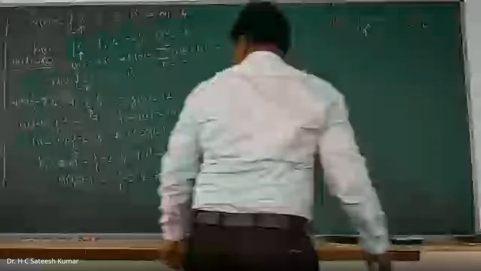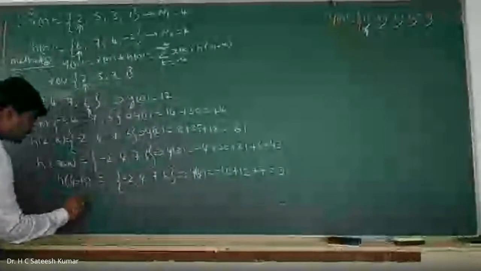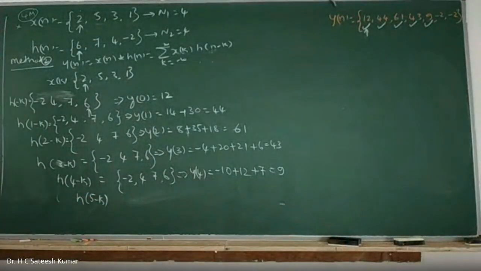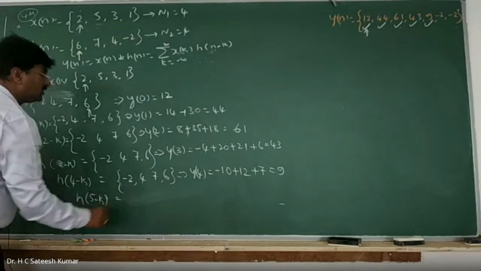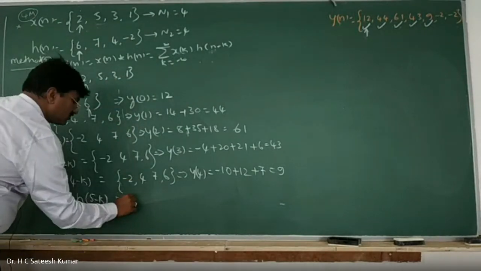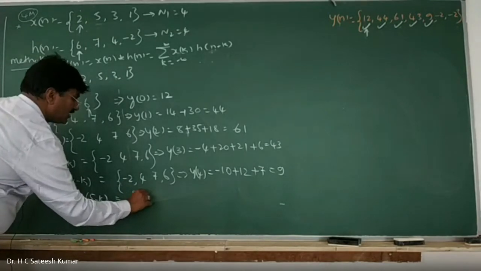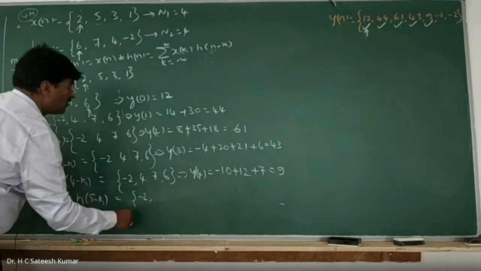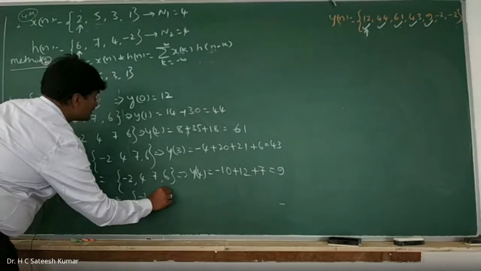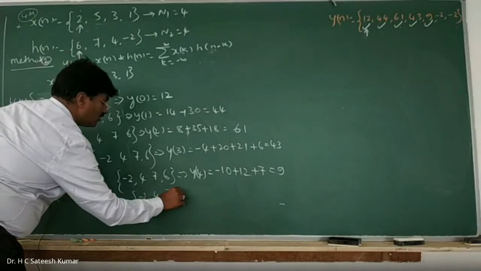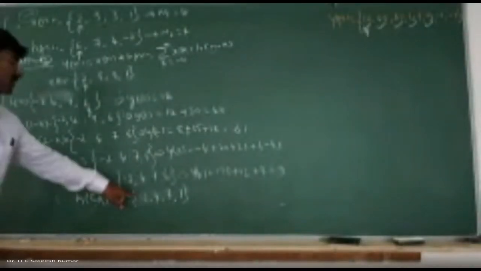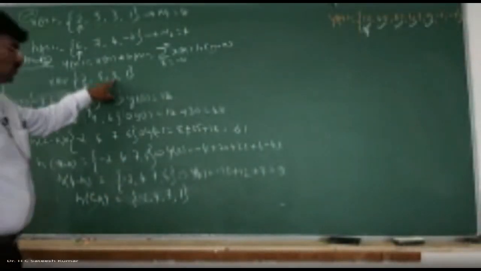Next. Shift one more unit. H of 5 minus k. H of 5 minus k is what? What can you write? So correspondingly we should write: minus 2, comma, 4, comma, 7, comma, 1. Okay, only the last two elements are there. So what do we have? Minus 2 into 3. Minus 2 into 3 is what?